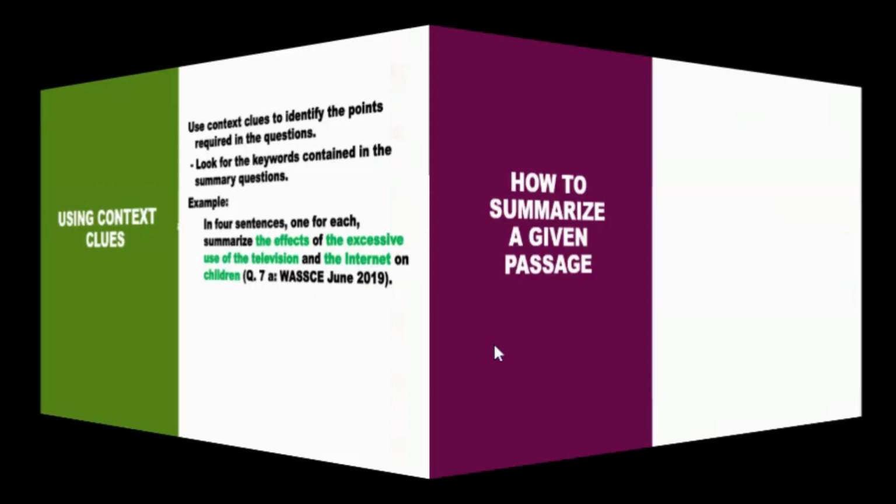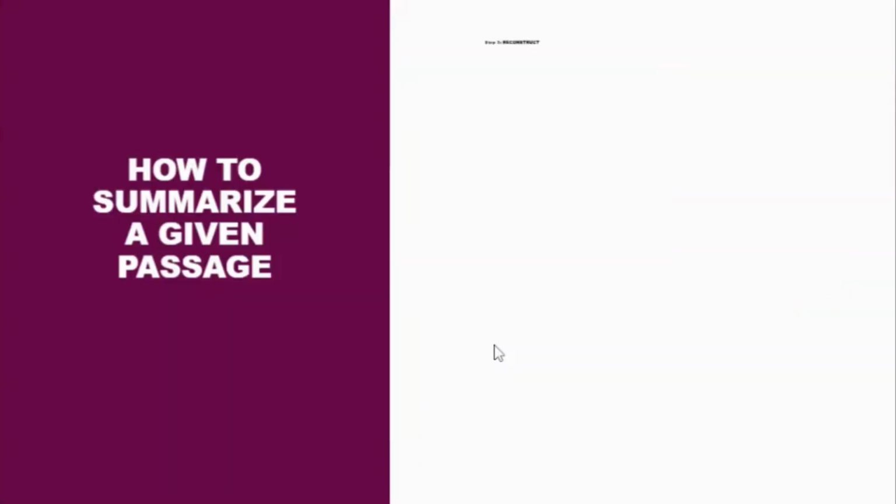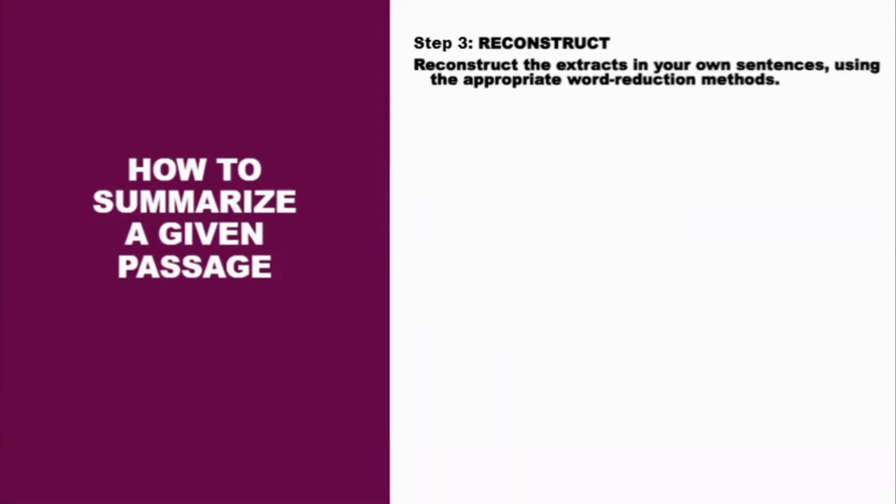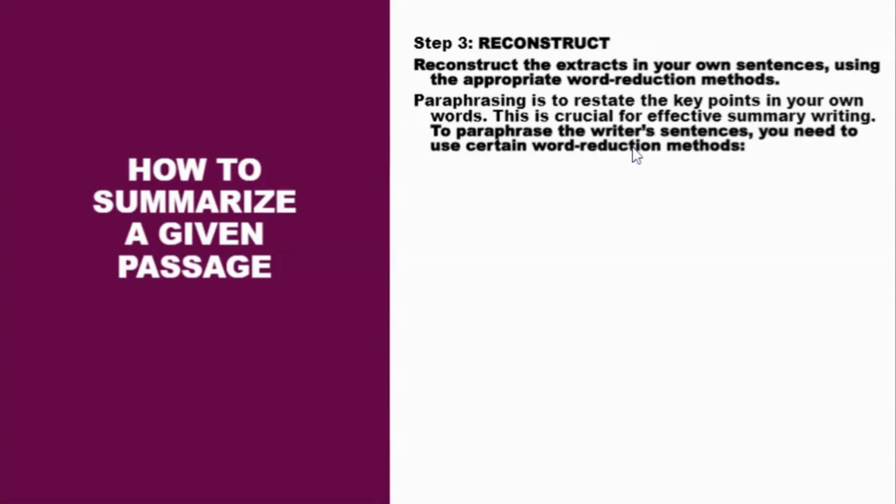Okay, now let's move on to step number 3, reconstruct. What do you reconstruct? Reconstruct the extracts in your own sentences using the appropriate word reduction methods. Now, once you have already extracted the required information or ideas, the next thing is for you to reconstruct them, to put them in your own words, okay? And this is what we call paraphrasing.